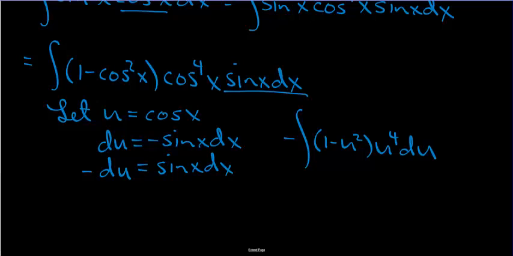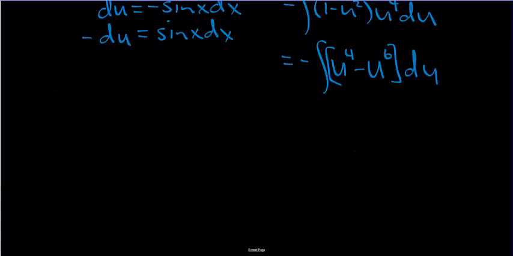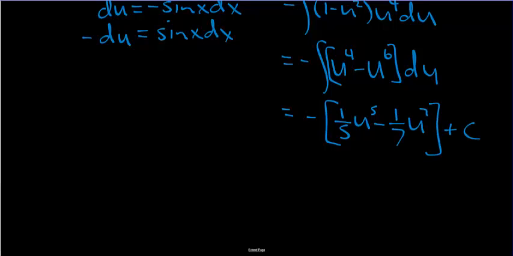Now here's what I have. Here's what I'm going to do. I'll just say u to the fourth minus u to the sixth, du. Super easy now. My goodness. So now we have negative 1/5 u to the fifth minus 1/7 u to the seventh plus c. And you can distribute the negative through if you feel like it.